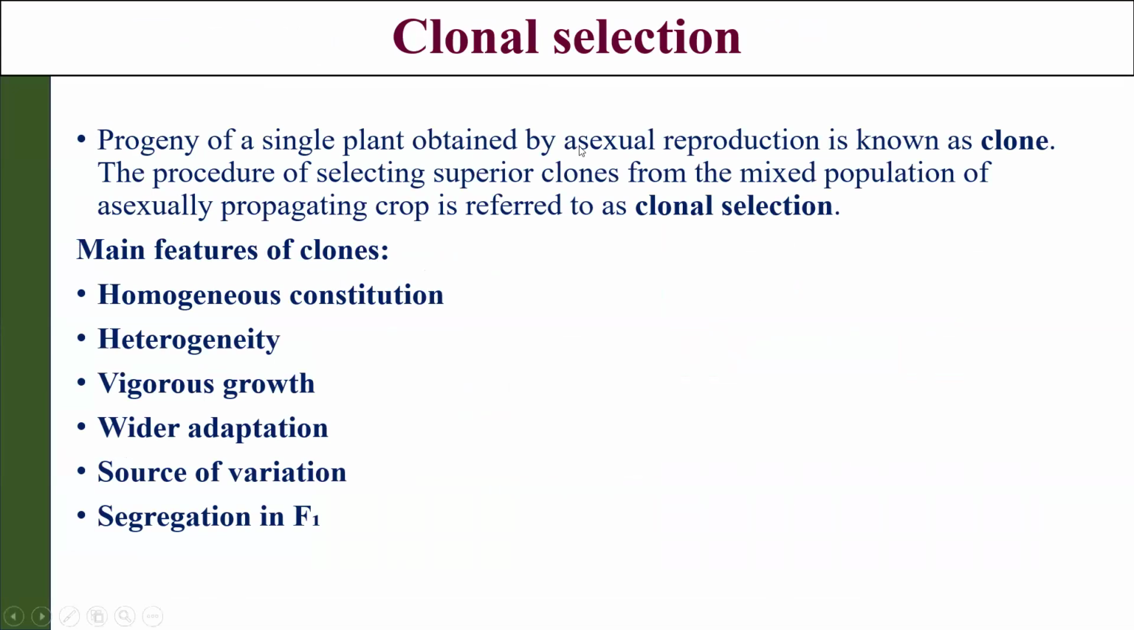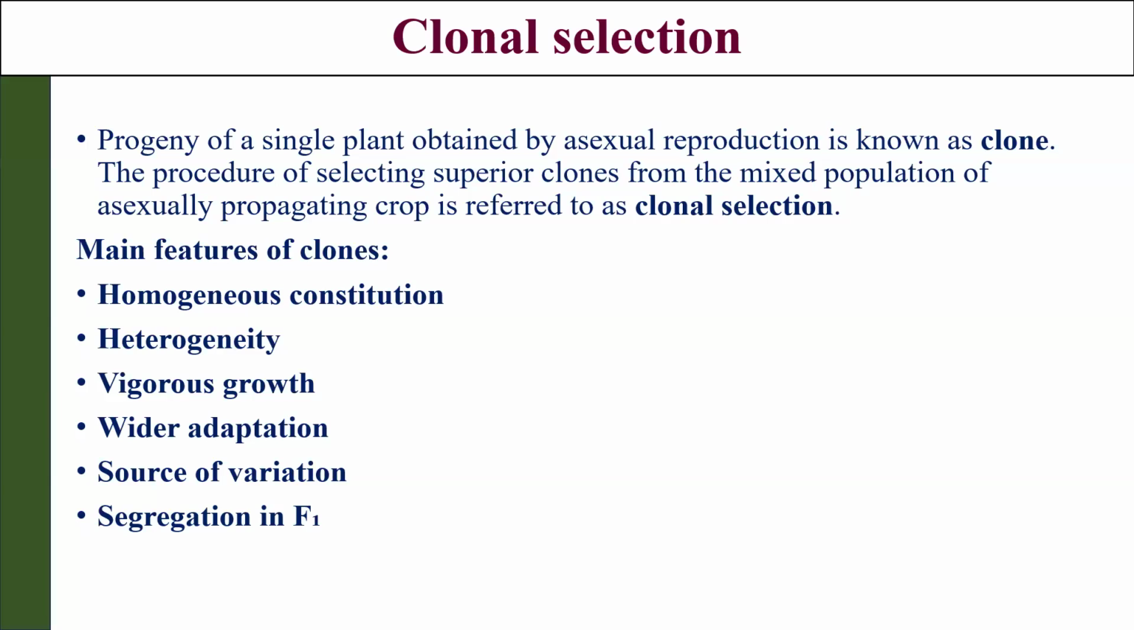Okay, then another breeding method is called clonal selection. As you know, what is a clone? It's the progeny of a single plant obtained by asexual reproduction. Then what does clonal selection mean? You are selecting a superior clone from a mixed population of an asexually propagating crop. It is called clonal selection.